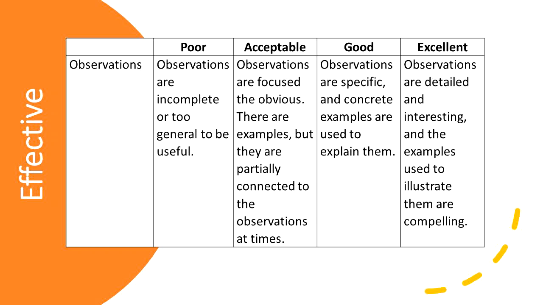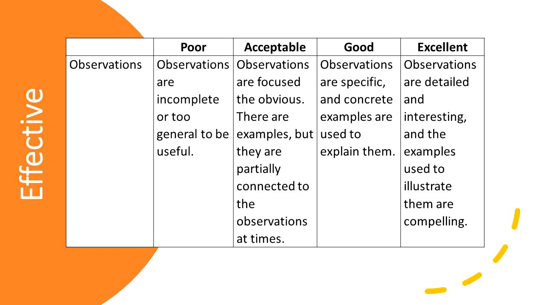However, in this example, the most significant thing to student learning is, for example, how you can see how acceptable is different than poor and different than good. In the acceptable example, the observations are focused, which makes them better than the general, but they're just focused on the obvious, which means not a lot of learning has occurred. There are examples, but they're partially connected to the observations. So it's easy to see why the examples wouldn't necessarily show that the person really understood what they were attempting to observe.